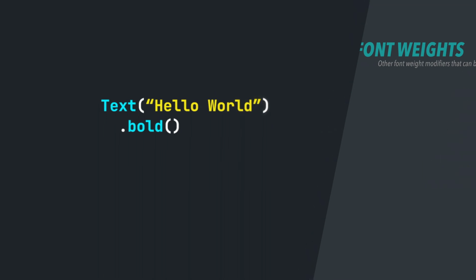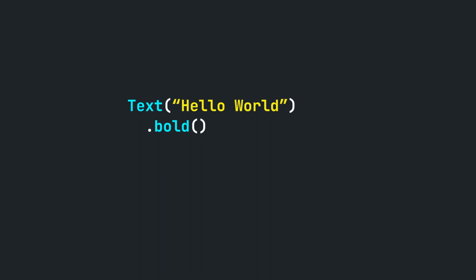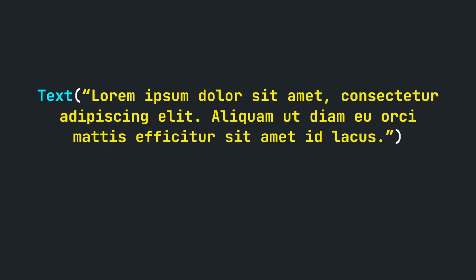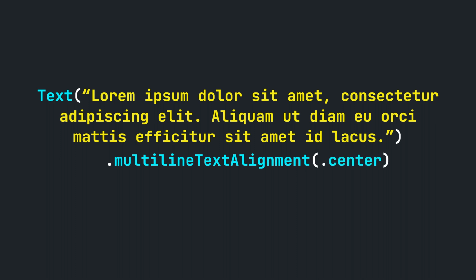When we need to display a paragraph of text, we can use the same text view. By default, the text view will display the text left justified, or .leading. If we want to change the text to be center aligned or right justified, .trailing, we can use the .multilineTextAlignment modifier, and inside the parameters use .center or .trailing.